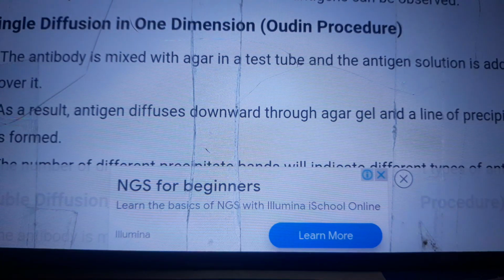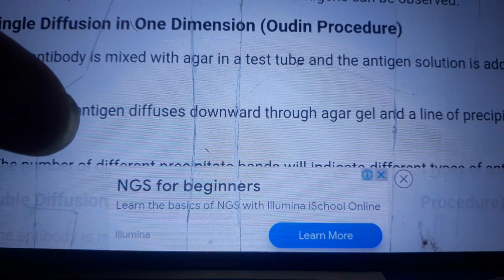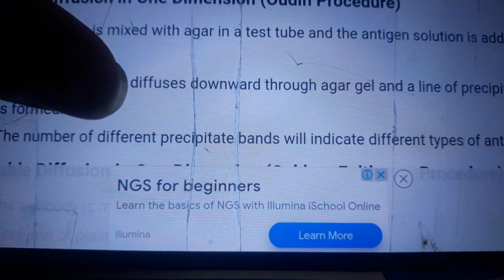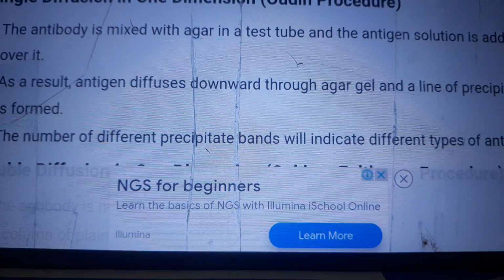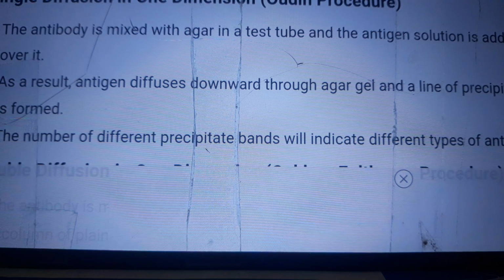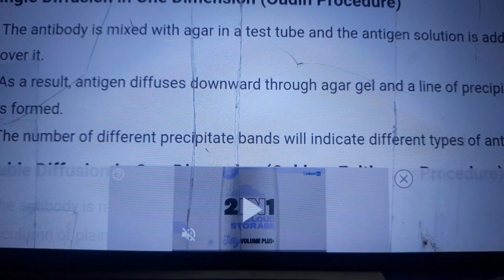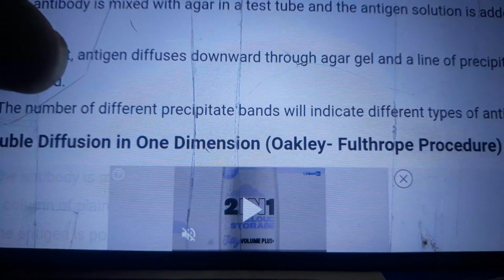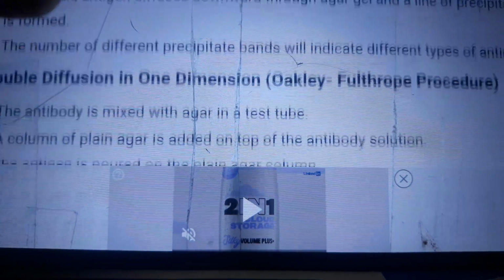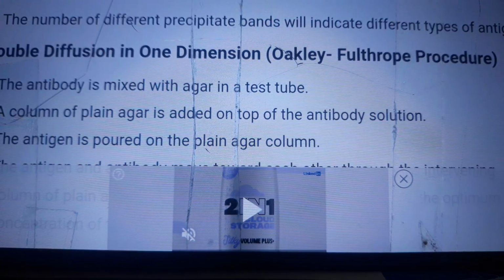Single diffusion in one dimension, the Oudin procedure. The antibody is mixed with agar in a test tube and the antigen solution is added over it. As a result, the antigen diffuses downward through the agar gel and a line of precipitation is formed. The number of different precipitate bands will indicate different types of antigens.